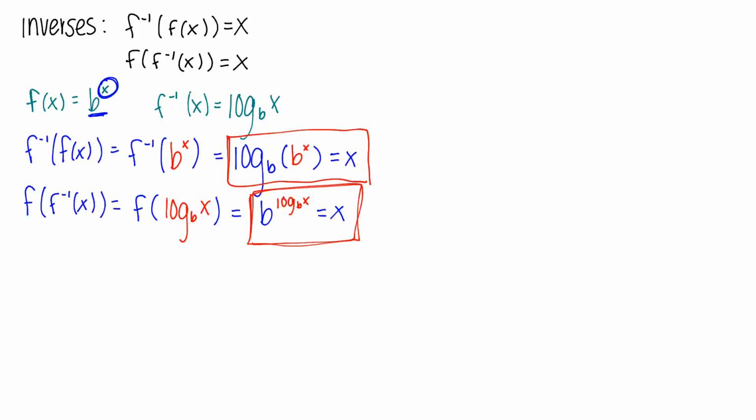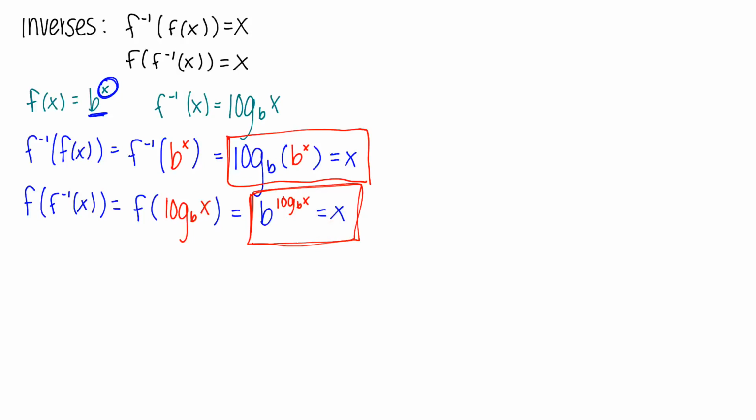Because logs are an inverse of exponents, these two facts are true. The log base b of b cancels itself out, and you're just left with this x here. And down here, it's like the b and the log base b cancel themselves out again, and you're left with the x. We'll get more into this.